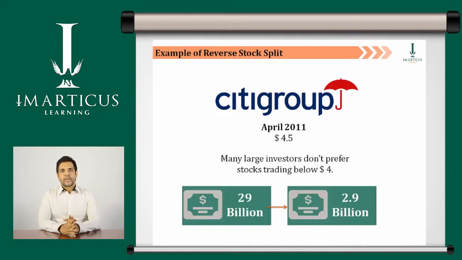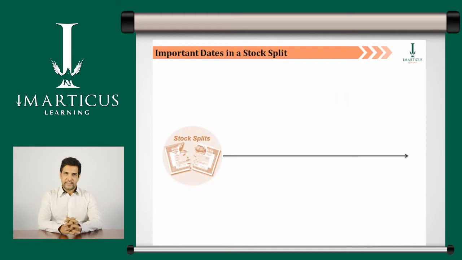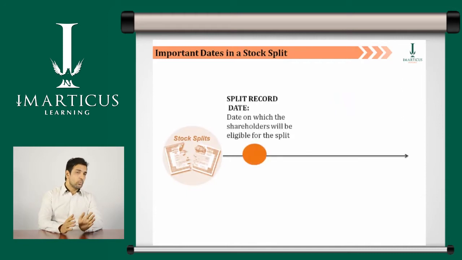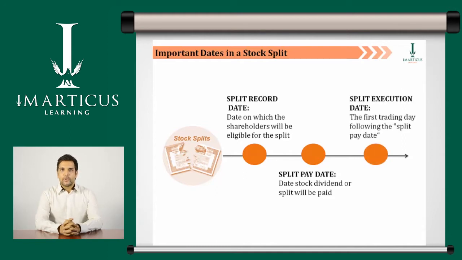Let us look at few of the important dates in stock split. Split record date: the date on which the shareholders who own the stock will be eligible for the split. Split pay date: this is the date that the stock dividend or split will be paid. Split execution date: it will always be the first trading day following the split pay date. On this date, the stock price will be adjusted and you should see the additional shares in your brokerage account.